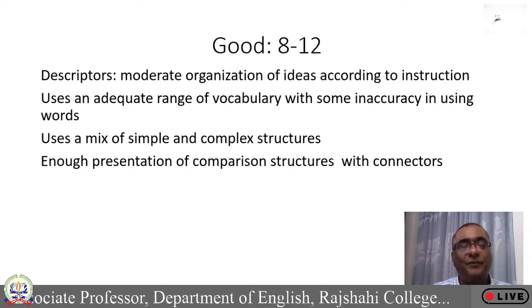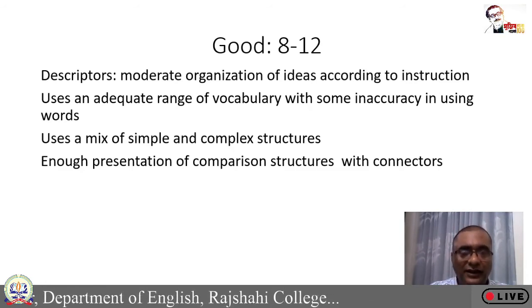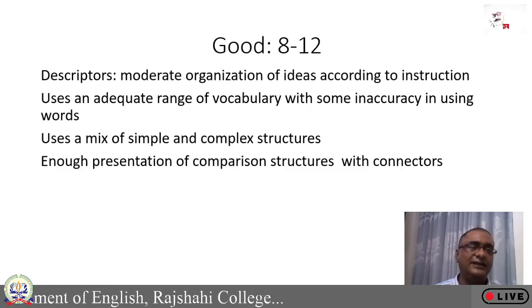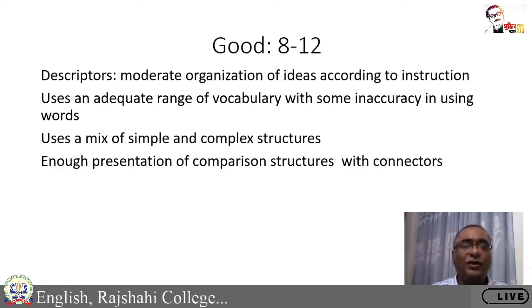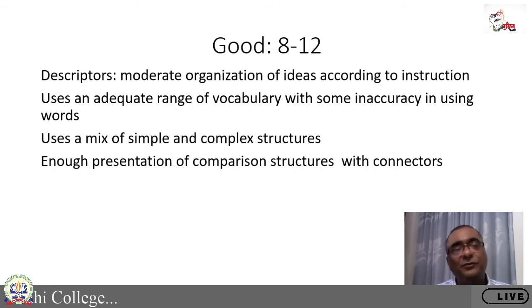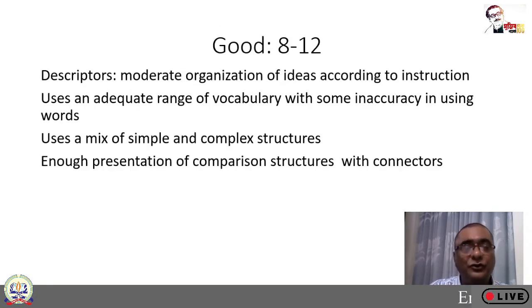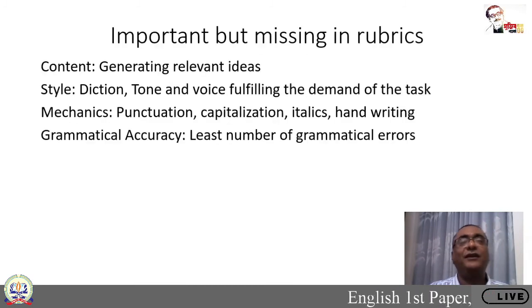This is good. So if you want to be termed as a good writer, you have to fulfill these 4 things in your writing, in your essay. Moderate organization, adequate range of vocabulary, mix of simple and complex structures, and a presentation of comparison structures with connectors. So these are the things you have to fulfill in your writing if you want to get good marks.